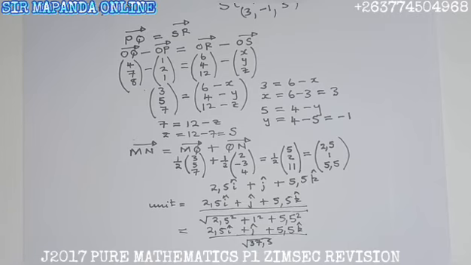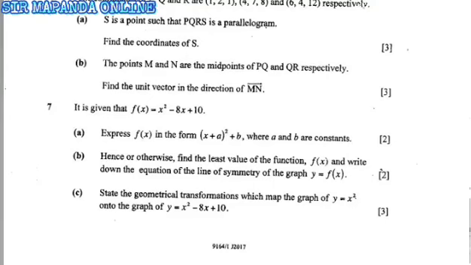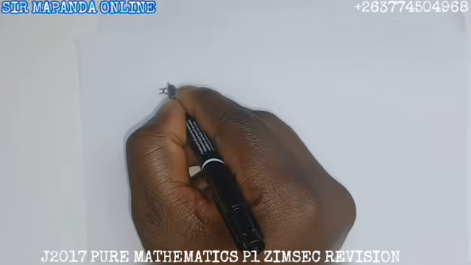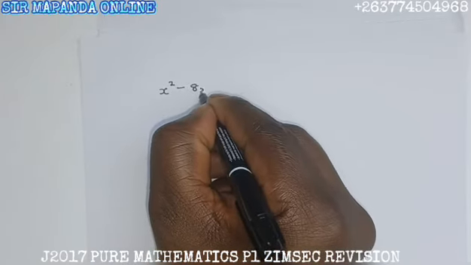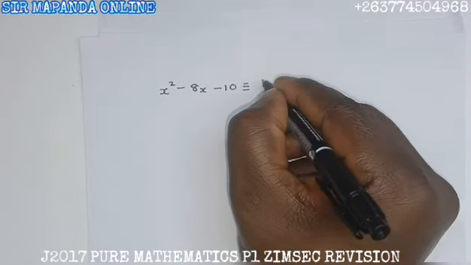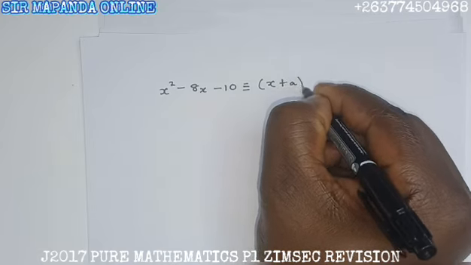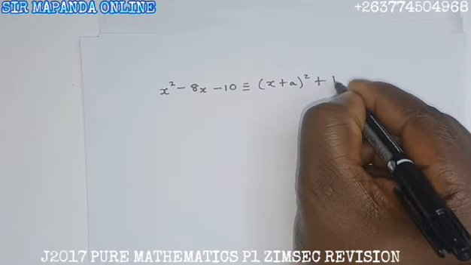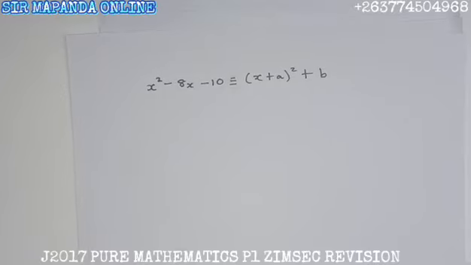Let us move on to question number 7. Question number 7 reads, it is given that f of x is equal to x squared minus 8x plus 10. Express f of x in the form (x plus a) squared plus b. Right, so you can complete the square or use the identity approach. According to the identity approach, you are equating the quadratic with (x plus a) squared plus b, something like this.